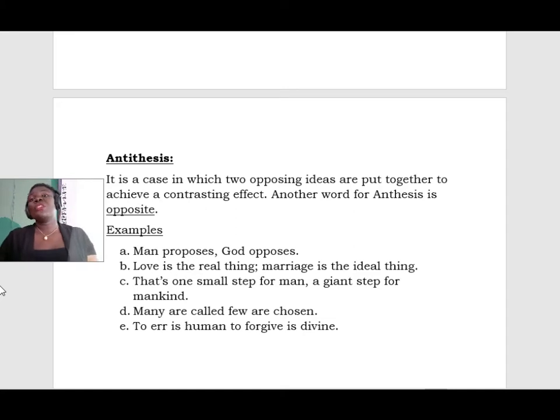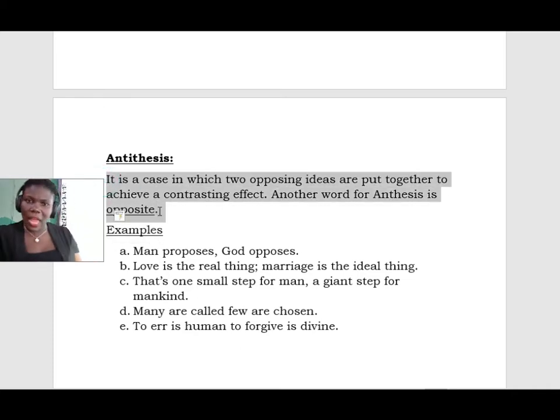Antithesis, in the simplest of terms, means opposite. It means you're referring to opposites. We've learned word opposites. If it's not black, it's white. If it's not white, it's black. It cannot turn from white to yellow. It's either light or dark, whichever way. Now, when we talk about antithesis, we're talking about 2 opposite ideas coming together to achieve a contrasting effect.